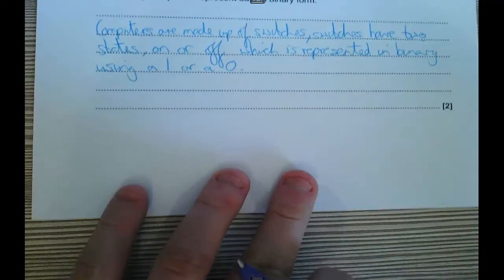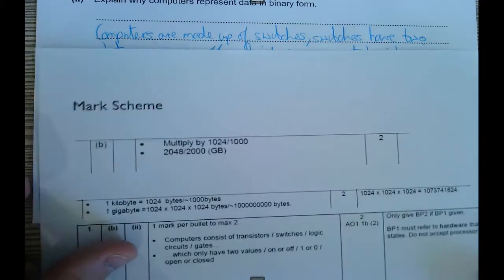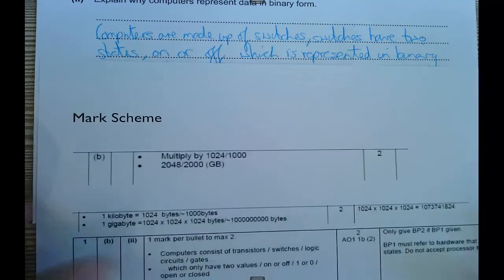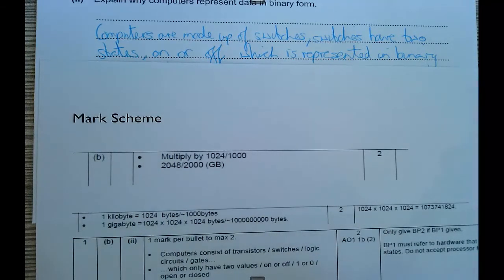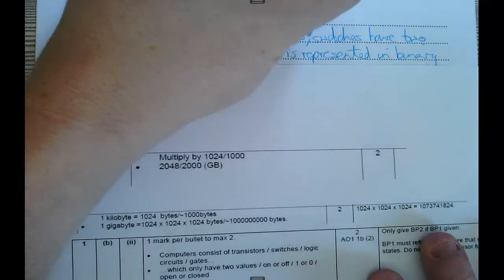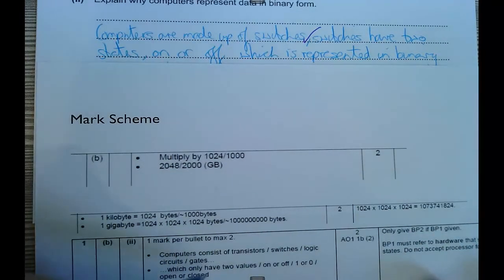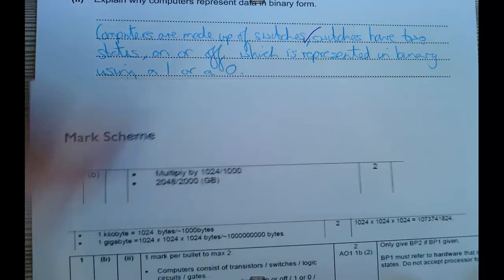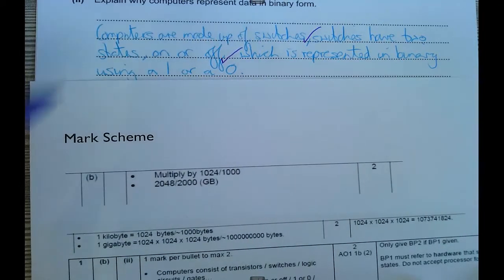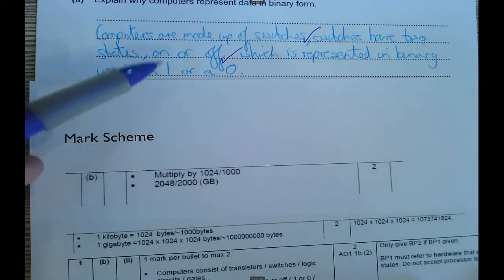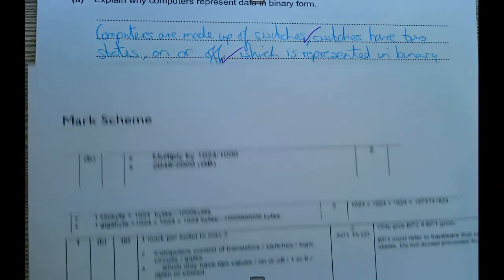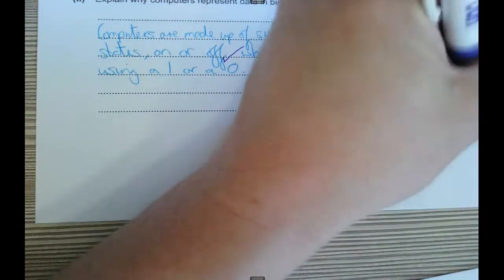So let's move that up slightly and then let's have a look at the mark scheme. So we've got here computers consist of transistors, switches, logic circuits or gates. So we've mentioned switches, so that's 1 mark, which can only have 2 values, on or off, 2 marks. Okay, which I have then gone on to explain why that means binary, so I've probably gone a little bit above and beyond there. Okay, but either way, 2 marks.